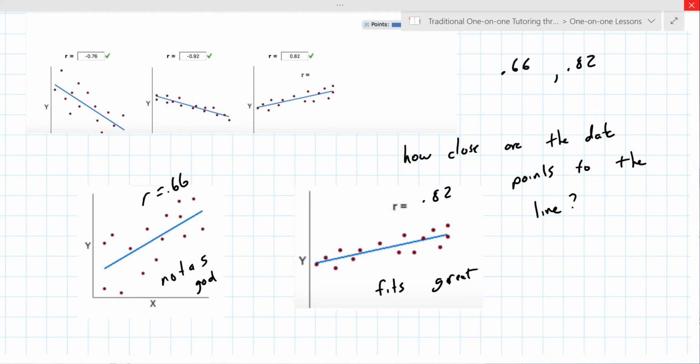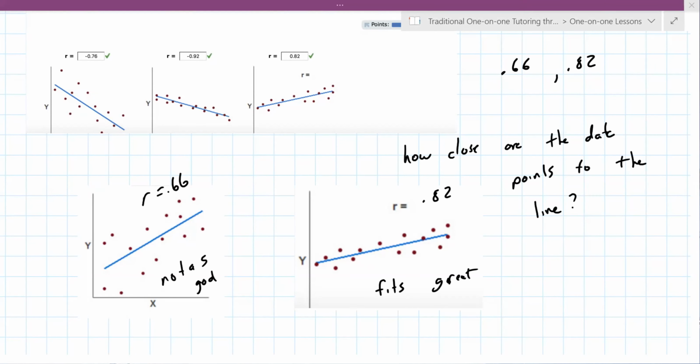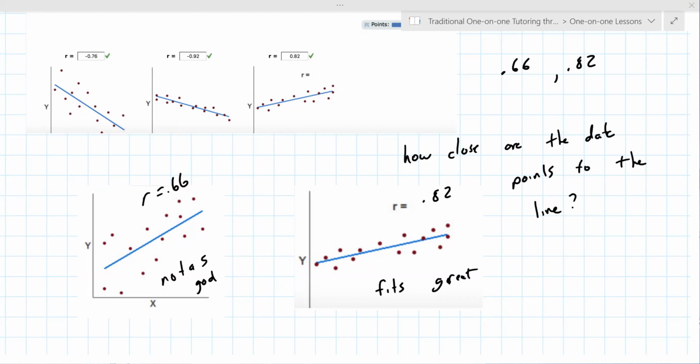Okay, we can move on. Where do you want to go from here? Let's do chapter 12, part 1 and 2, and then see if we have more time. Okay, chapter 12. All right, part 1.